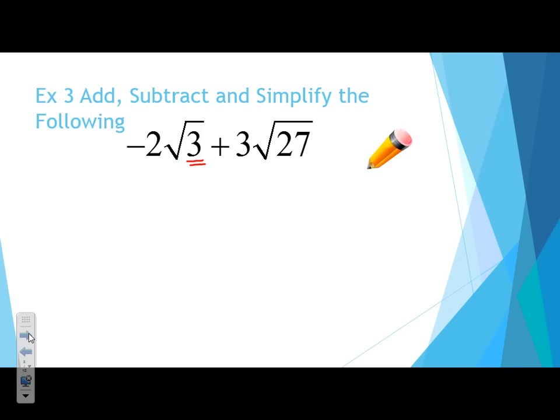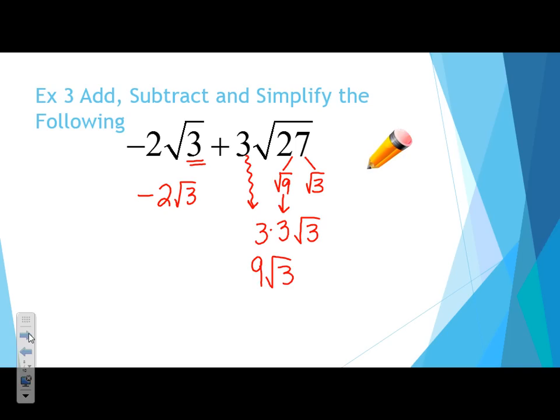If I look underneath the radical sign here, this 3 cannot be simplified or broken down anymore. This remains negative 2 square root of 3. I can't do anything with that. But what about the 3 square root of 27? Remember that the square root of 27 can be broken apart. 9 times 3 makes 27, and 9 is a perfect square number. So if I simplify that, the square root of 9 becomes 3. The square root of 3 is not really going to simplify, so it stays square root of 3. And now if I drop down the 3 that was originally in front, that's 3 times 3, this makes 9 square roots of 3.